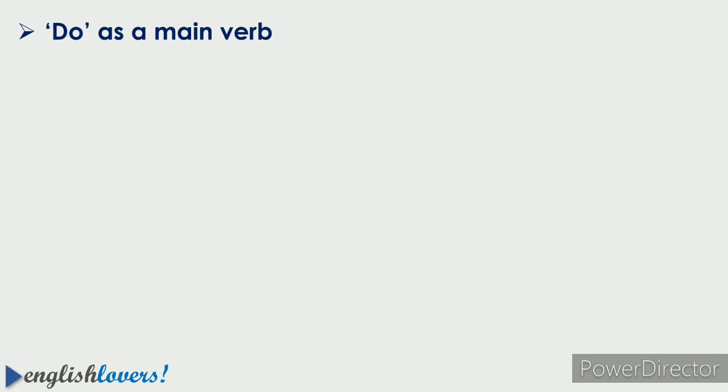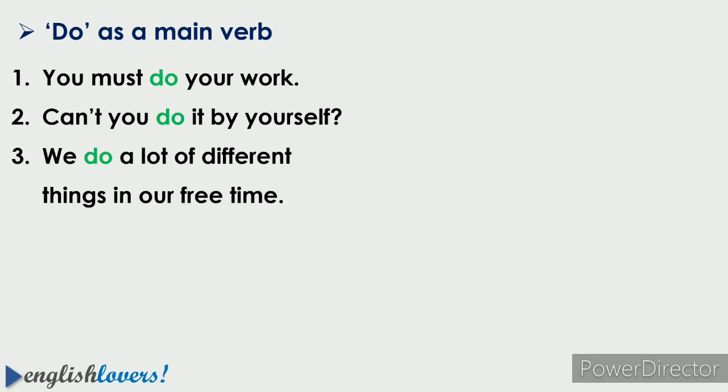So here, how do functions as a main verb. With these sentences we will try to understand. You must do your work. Now here in this example, do functions as a main verb because there is another verb too, that is modal auxiliary, but it functions as auxiliary or helping verb. Now there is another word here, work, but it is not the verb, it is noun here. So don't get confused with this word. There are only 2 verbs, one is auxiliary must and the main verb do.